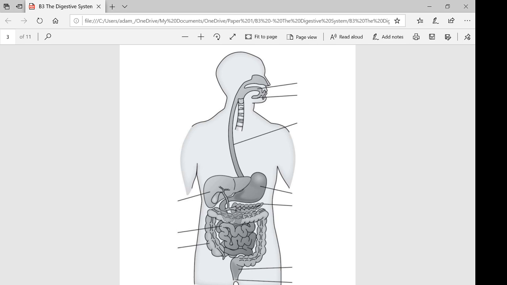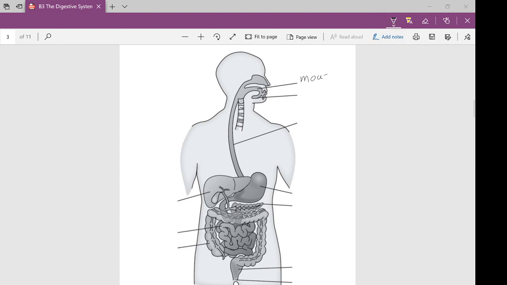So the very first thing that we're going to label is the mouth. That's the start of the digestive system. And in the mouth, we have these glands that are right by here, and they produce saliva. We call these glands the salivary glands. So saliva, aka spit. After that, it moves down your, the common word is the gullet, but the scientific word for this is the oesophagus. Now careful on the spelling, it's oesophagus.